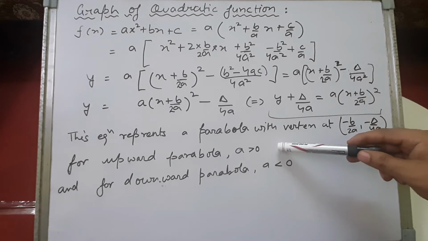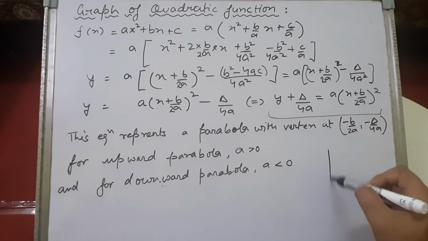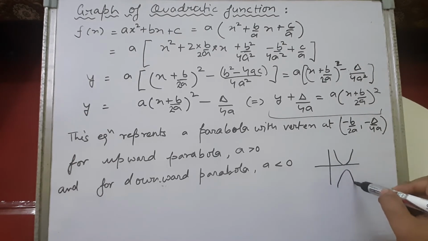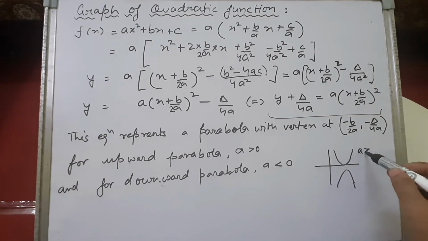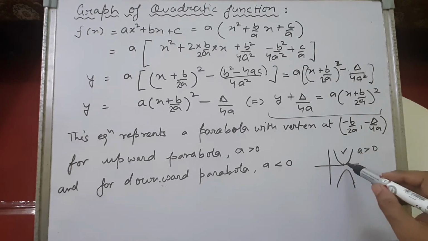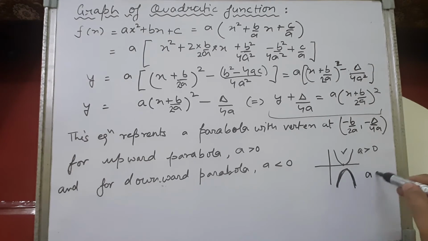So we can say that for x square equals 4ay, the parabola could be upward or it could be downward. When a is greater than 0, we'll get this upward parabola, and this is the minimum point. And when a is less than 0, we'll get the downward parabola. For a less than 0, we'll get this parabola. Alright children, note down this much first.